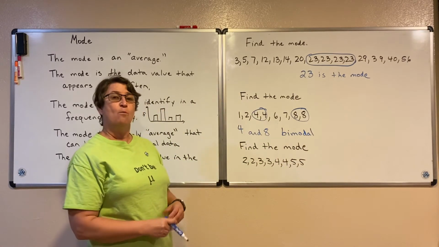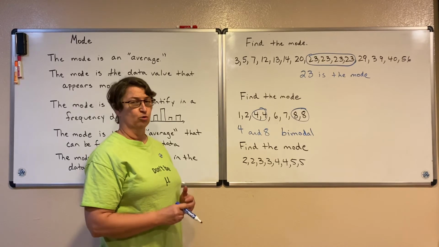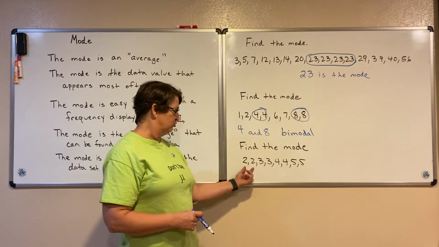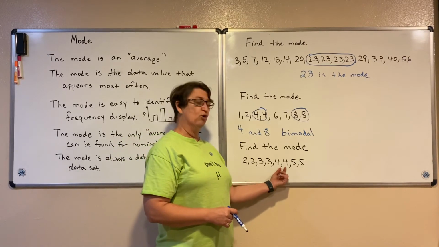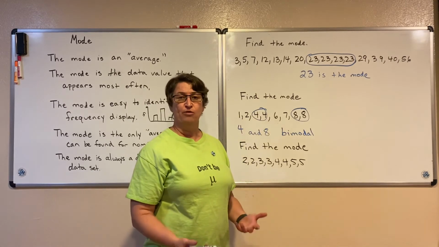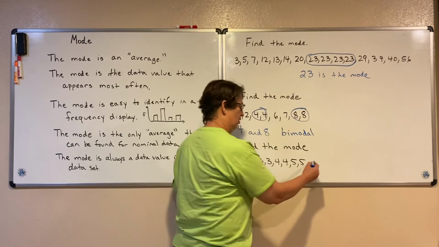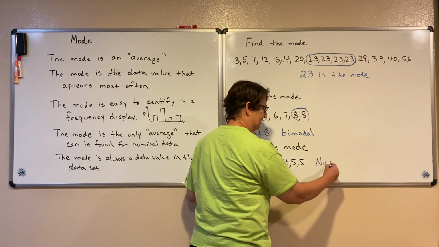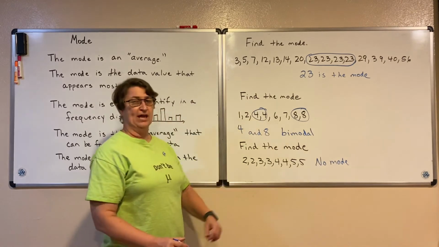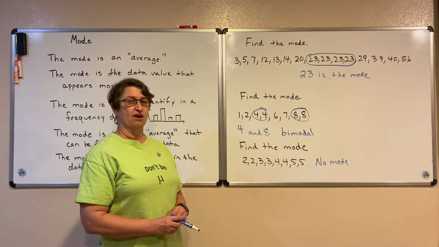When there are more than 2 modes, we call it a multimodal data set. Down here in this one, we have 2 2s, 2 3s, 2 4s, and 2 5s. None of the numbers show up more than the others. This one has no mode, or you could say that the set is uniform. It's the same all the way across, so therefore it's a uniform set of data.